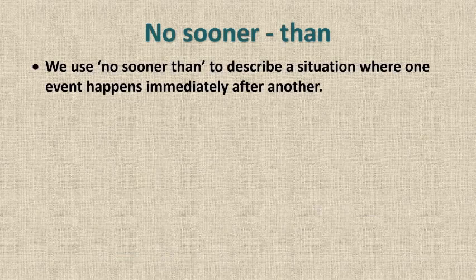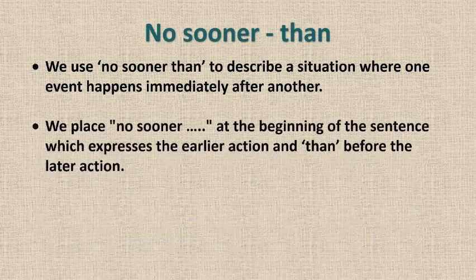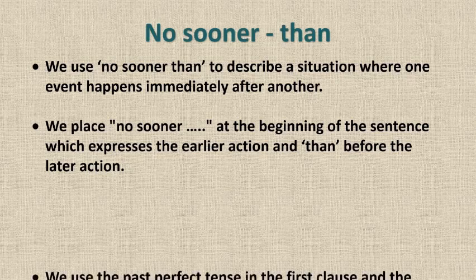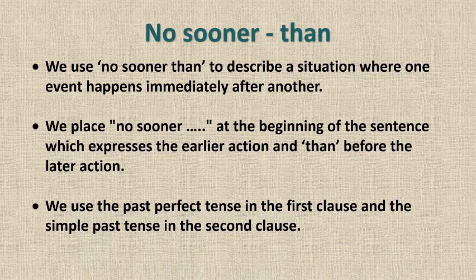We use no sooner than to describe a situation where one event happens immediately after another. So we generally use no sooner than when there are two actions. We place no sooner at the beginning of the sentence which expresses the earlier action, and we place than before the later action. We use the past perfect tense in the first clause and the simple past tense in the second clause.